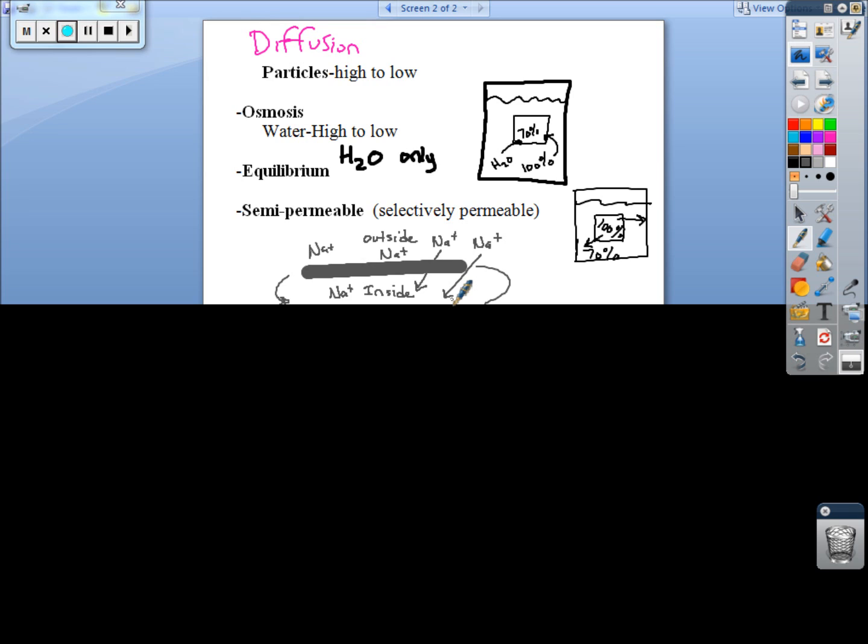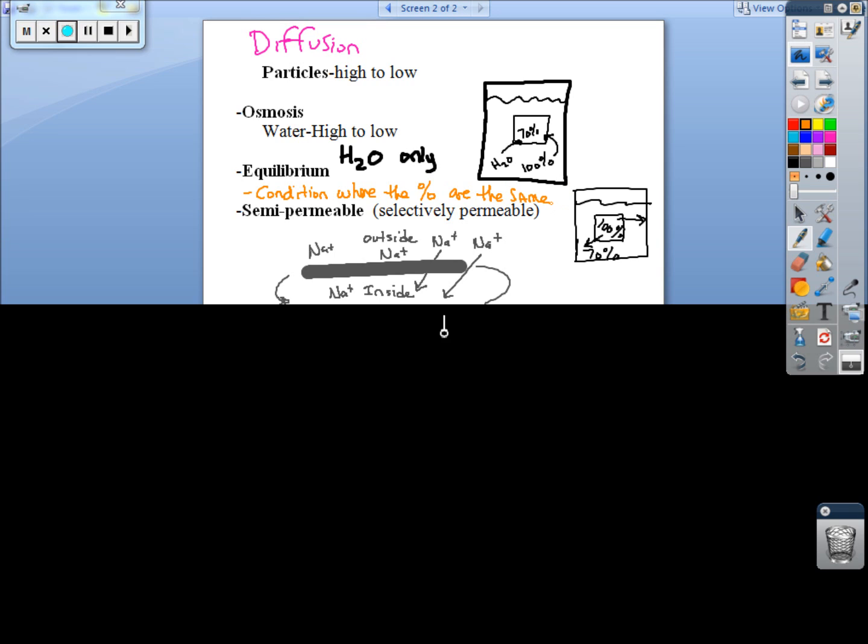That's called equilibrium. And you can see that word right here. This is where the concentrations on both sides of the membrane are the same. Okay, let's write that down. This is the condition where the concentrations are the same. Okay, it's called equilibrium. So we have this diffusion and osmosis.